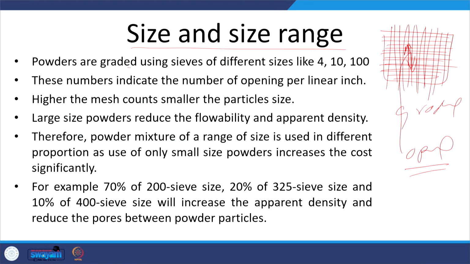So powders are graded using sieves of different sizes. Say 4 means 4 openings in 1 inch, or 100 sieve size means 100 openings in 1 inch. Obviously these will be very small as compared to the powders obtained through the sieve of number 4, which has just 4 openings in 1 inch. So these numbers indicate the number of openings per linear inch. Higher the mesh count, smaller the powder particles obtained after grading.